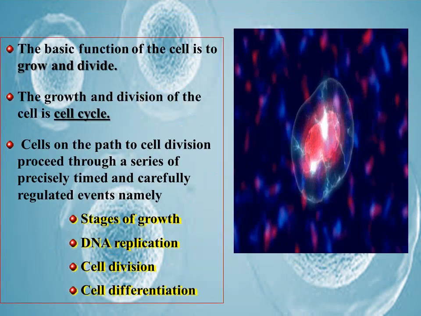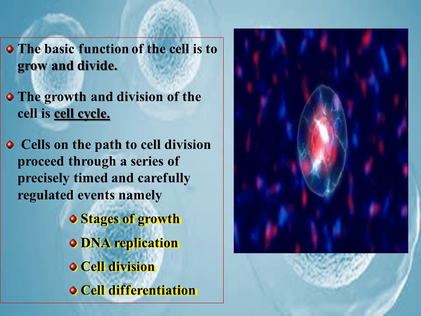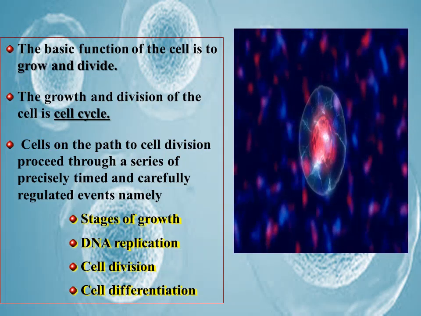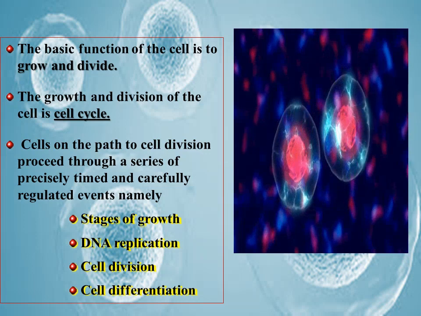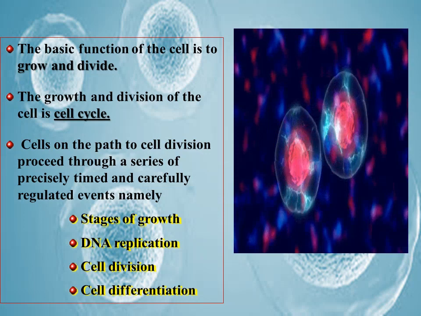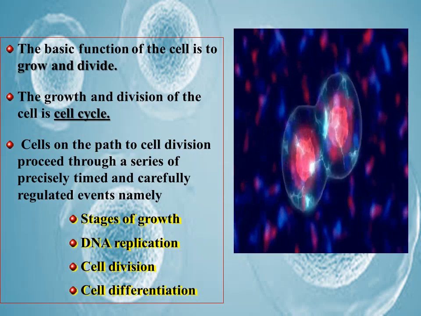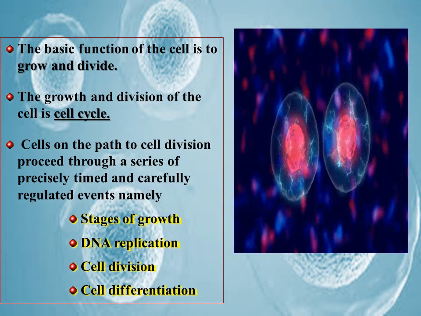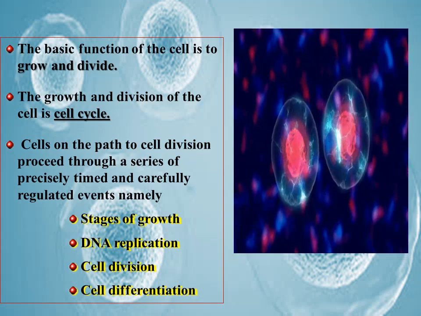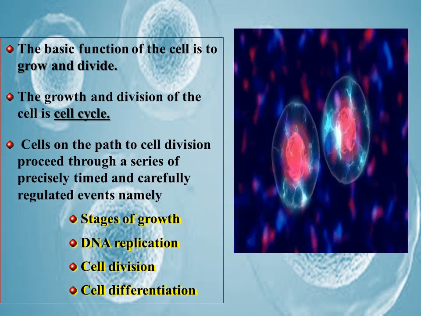So the basic function of the cell is to grow and divide. A cell reproduces by carrying out an orderly sequence of events in which it duplicates its contents and then divides into two. This cycle of duplication and division, known as the cell cycle, is the essential mechanism by which all living things reproduce. Cells on the path to cell division proceed through a series of precisely timed and carefully regulated events, namely stages of growth, DNA replication, cell division, and cell differentiation.